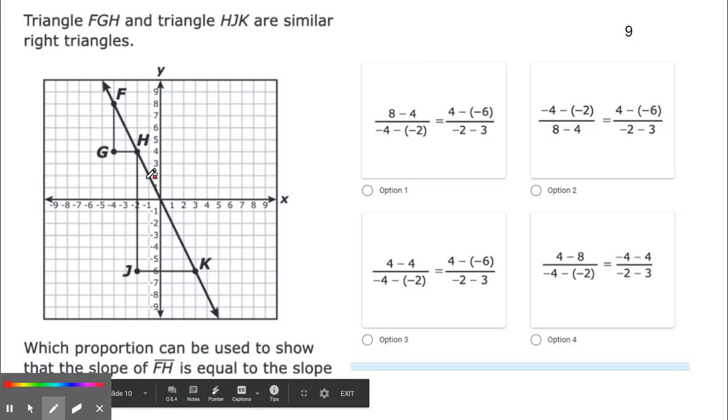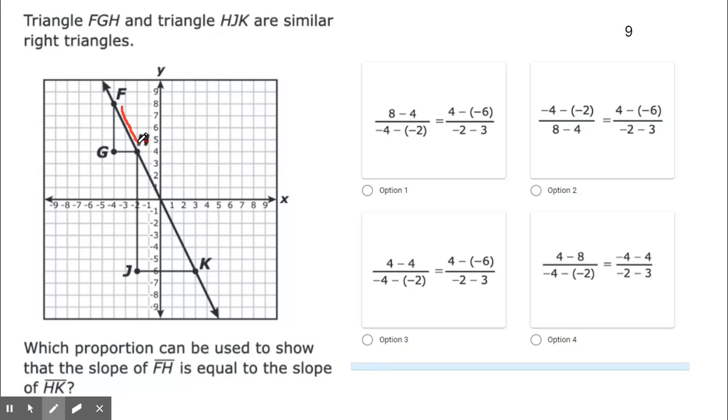All right. So on this one, we're looking at FH and seeing that it is similar to HK. This is bringing in what you did last year over similar figures and the proportion that's set up with them, and then finding their slopes, which is the change in y's over the change in x. It's taking that information about the change in y over the change in x and figuring those out.